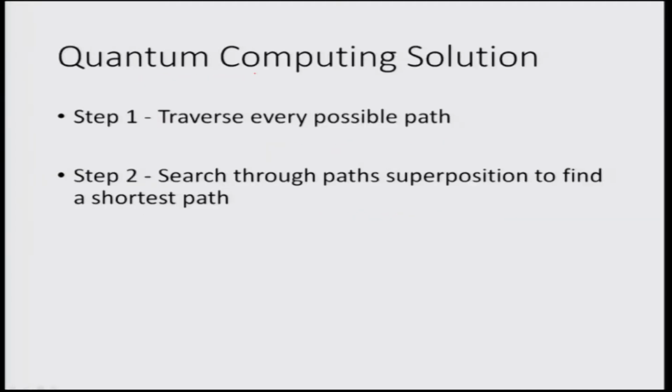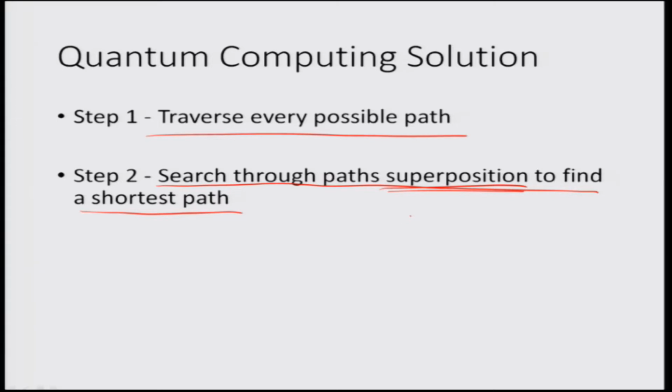In the quantum computing case, however, it is possible to traverse every possible path by using some tricks of quantum computing that will be shown, and then once that is possible, we can search through the superposition of all the paths to find the shortest route. So, this key element of superposition in the quantum computing way of looking at this problem enables us to take advantage of the superposition of the different paths once they can all be traversed.